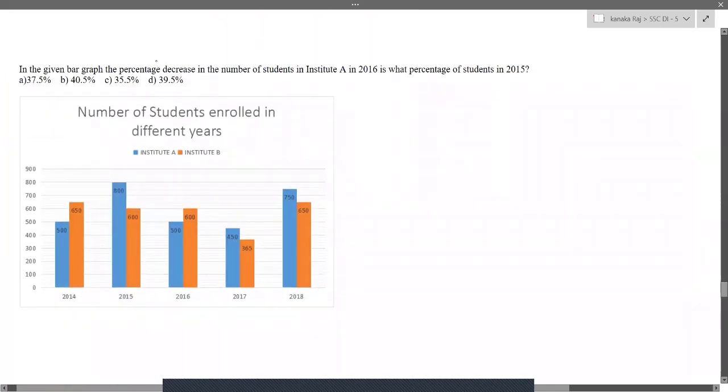So now let's move on to the next question. What are they asking? In the given bar graph, the percentage decrease in the number of students in Institute A in 2016 is what percentage of students in 2015? Now we need to compare values of 2016 to 2015 for Institute A. There were 800 students for 2015 in Institute A. So they became 500. So what is the percentage decrease? The change in value is 800 minus 500, that is 300.